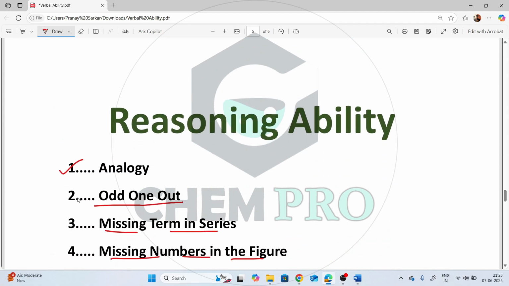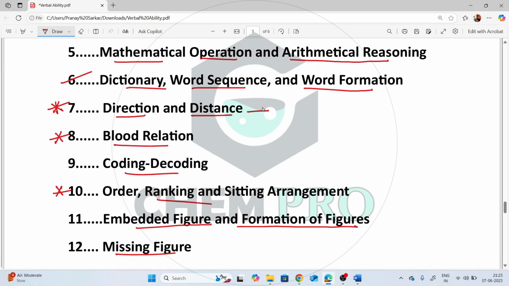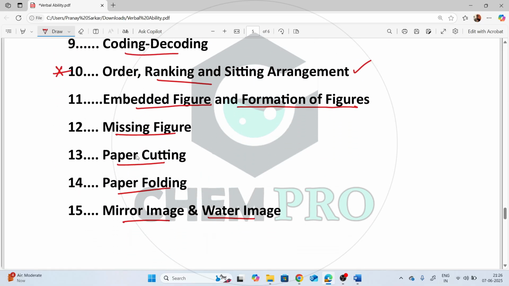These will be the more important chapters you have to cover. And then in the reasoning ability, direction and distance questions will be asked. At my time, there were 2 to 3 questions from direction and distance, from blood relation and order, ranking and sitting arrangement. And you have to go for the mirror images and water images also. Paper folding, paper cutting, missing figure part.